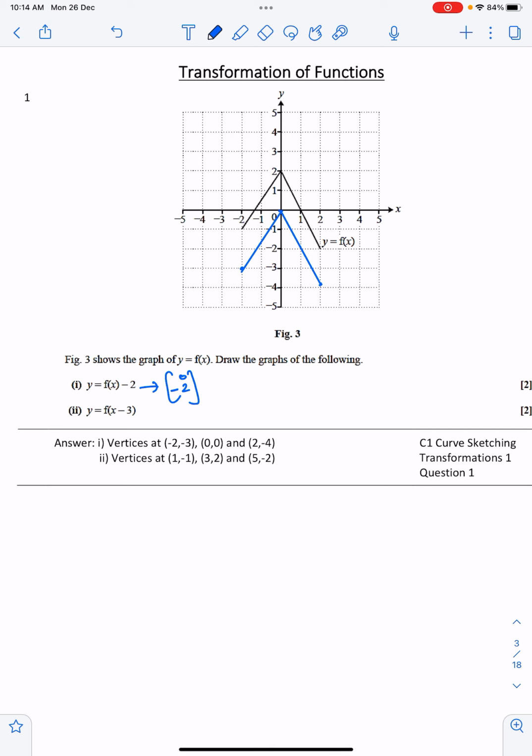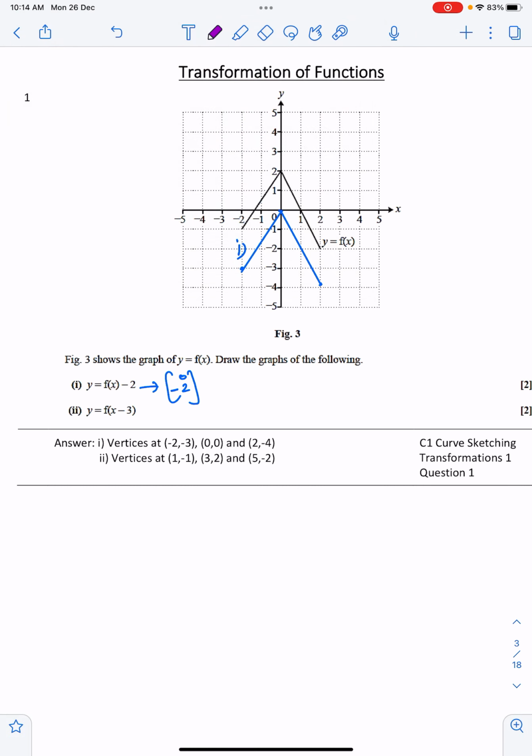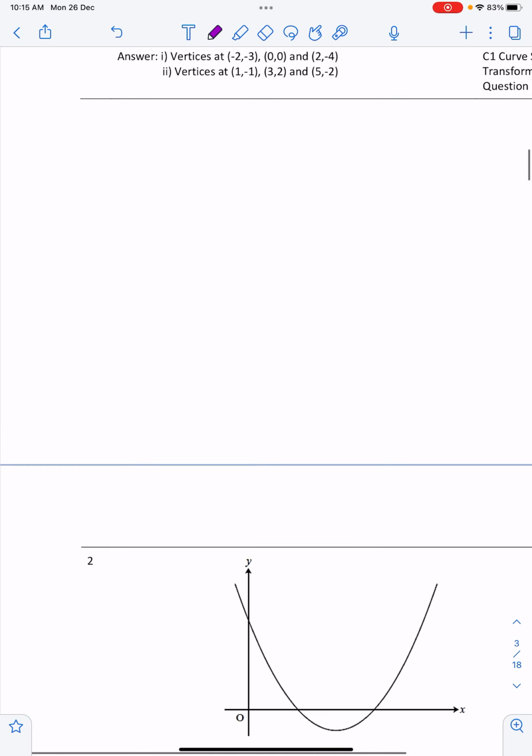Okay, this is the A part, first part done. In the second part, you are supposed to translate it by 3 units onto the right. So 3 units onto the right, meaning every single point is going to go 3 units onto the right. These are the 3 resulting points. This is the second graph. Okay, moving on to question number 2.